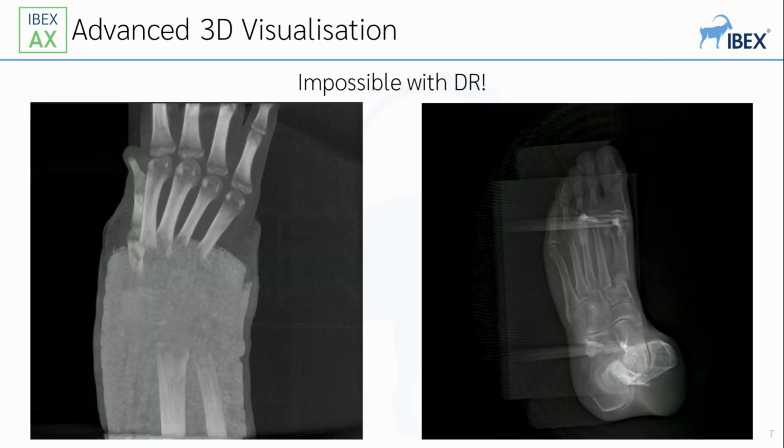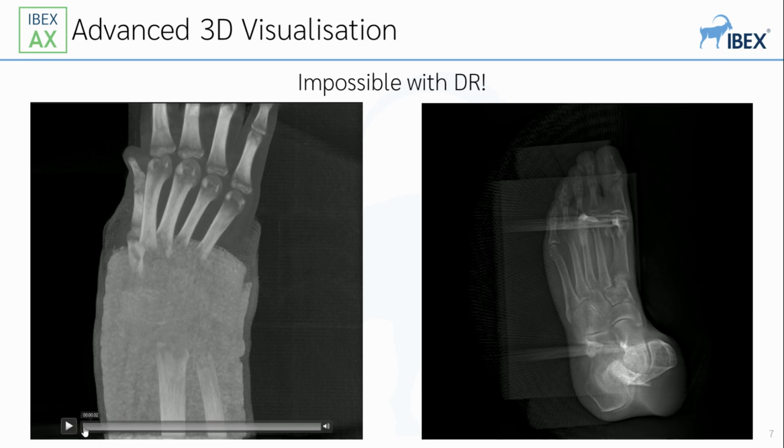Next, we'll look at another advanced tool that can be used with AX, that being that we can remove objects from the final AX images. The first example we will look at is this example on the left, which features a maximum intensity projection image of a wrist in a cast. Clearly, it's impossible to see anything inside the cast, and even using something like DR, it can be really difficult to image through a cast this thick to see the bones underneath without using a relatively high dose.